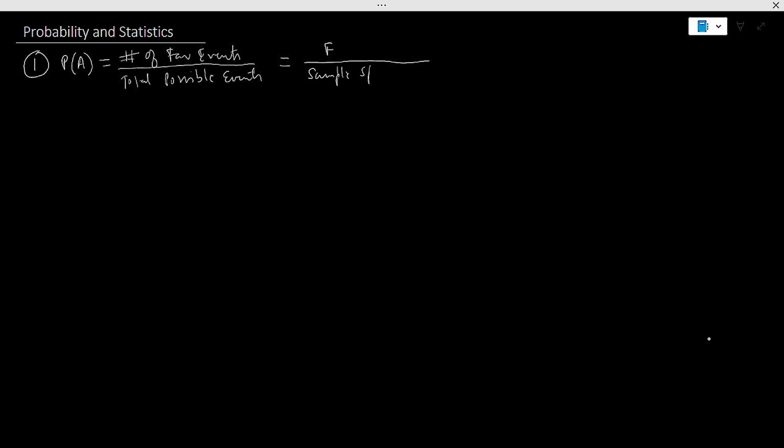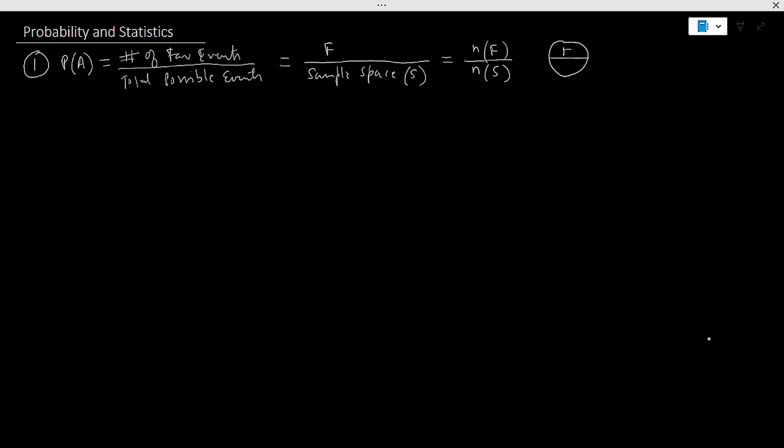The sample space is the set of all the possible events. Let us express them in terms of their cardinal number: the cardinal number of the favorable events divided by the cardinal number of the sample space. Let us see this with the help of an example.